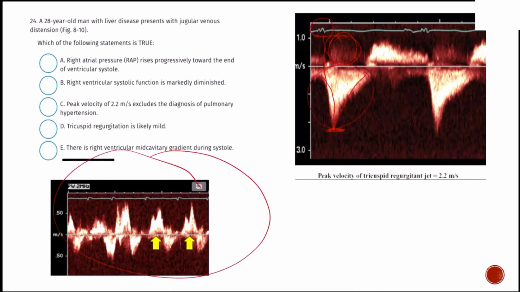And this early peaking should show there's early equilibration between the two chambers, and what physiologically can cause that, right? And that's what you're seeing. Okay. Cool.